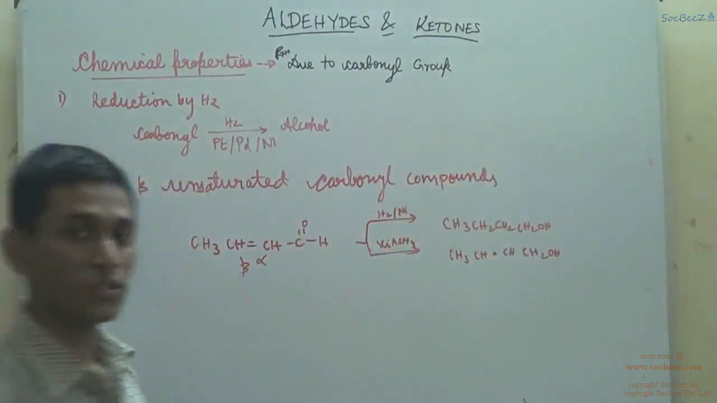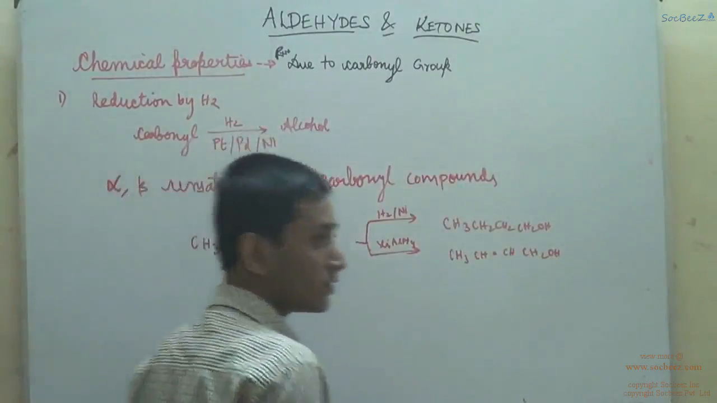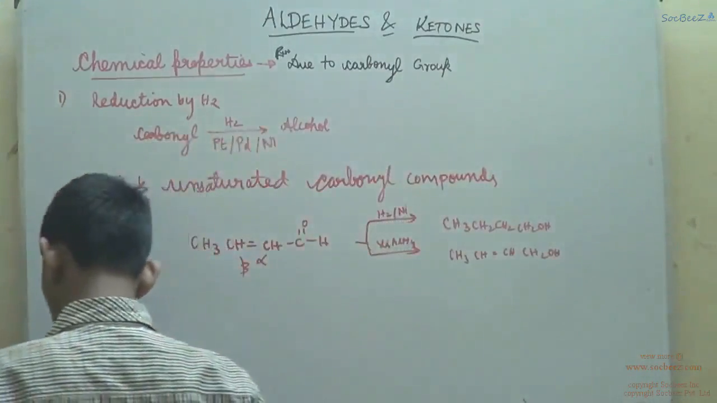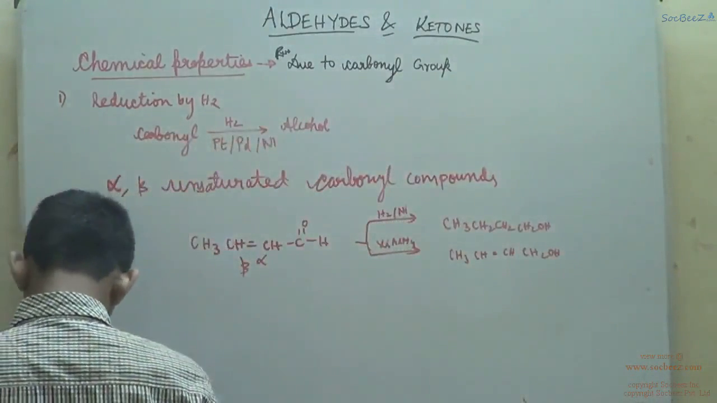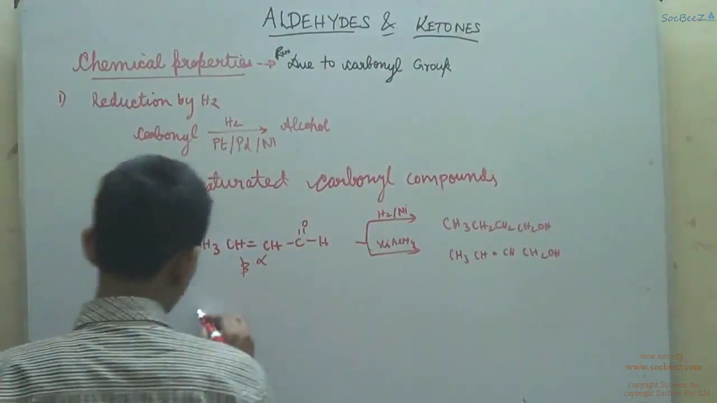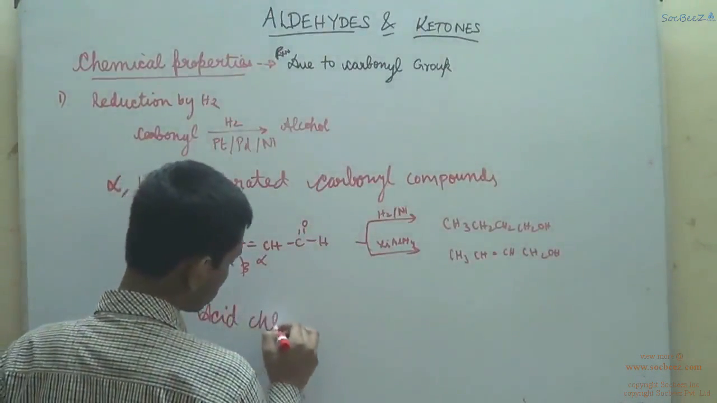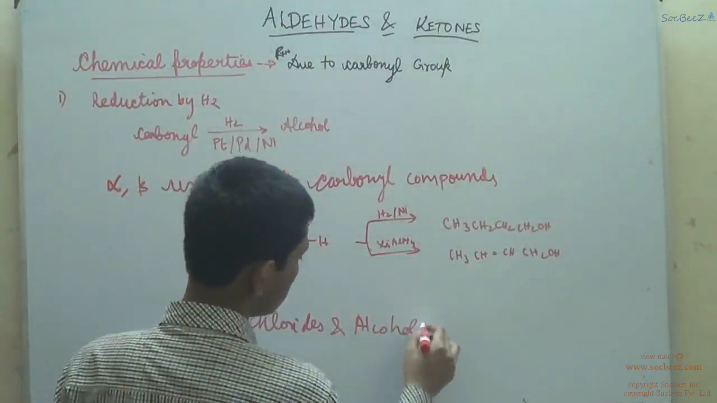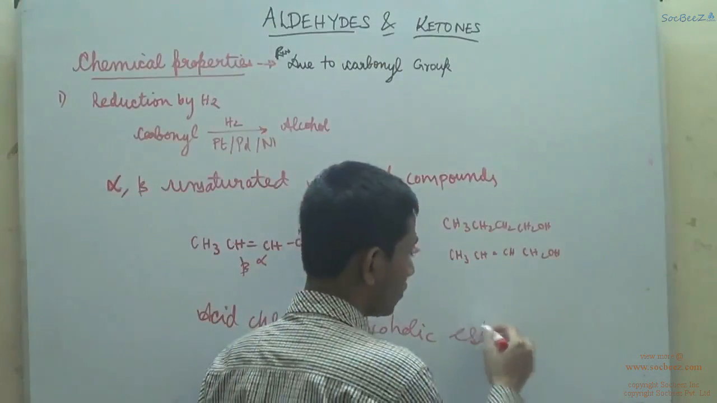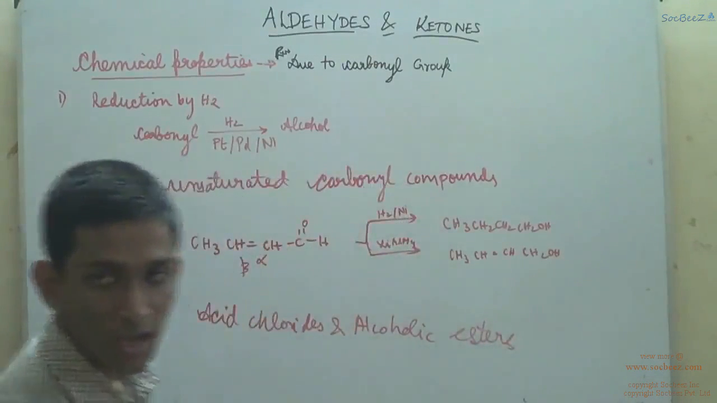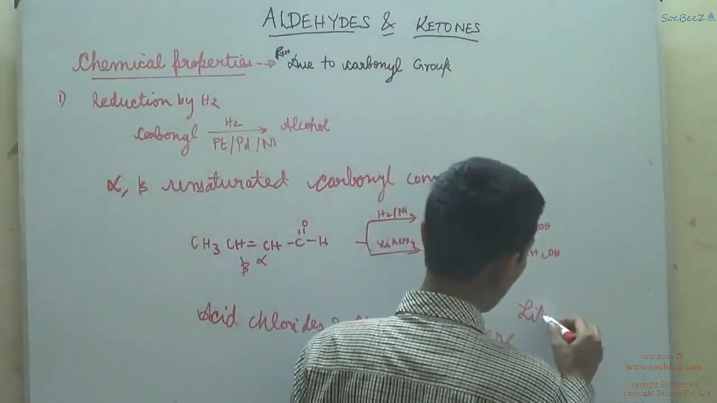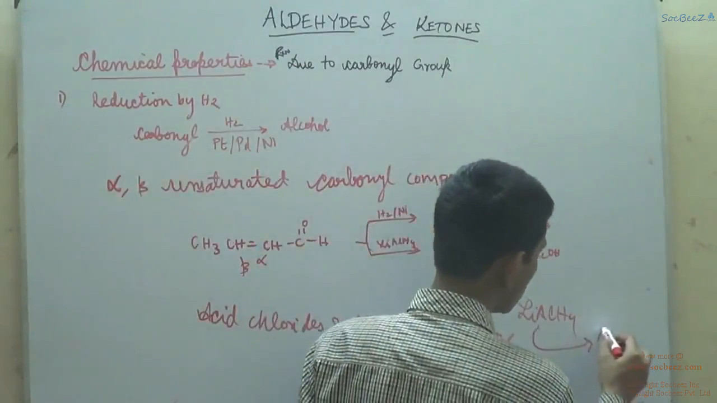In case of alpha beta unsaturated carbonyl compounds, if the double bond is there, H2 by Ni will reduce the double bond, but LiAlH4 will not reduce it. But if a compound contains acid chlorides and esters, then your LiAlH4, that is lithium aluminium hydride, will also reduce them to alcohols.